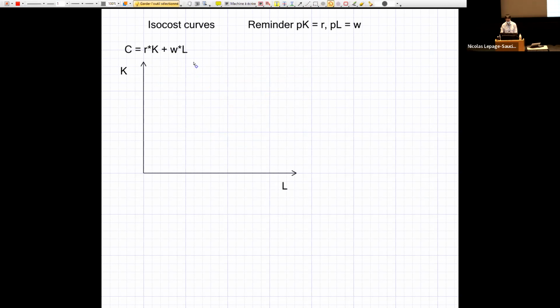And the way to look at it, you could say, is let's represent K as a function of L. So you would get this. Well, let me put that below to make sure it doesn't get too crowded. So let's have K on the left-hand side, and here I'm going to have C, and then this is going to be minus. And I can just divide by R. So I get C divided by R, and W divided by R times L.